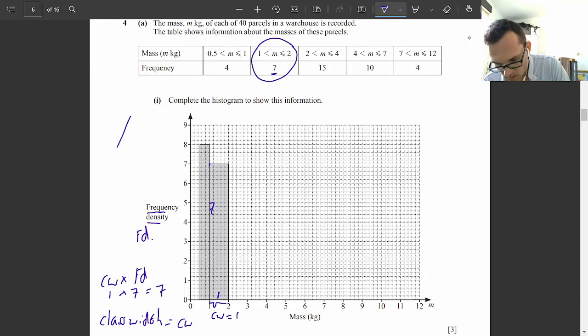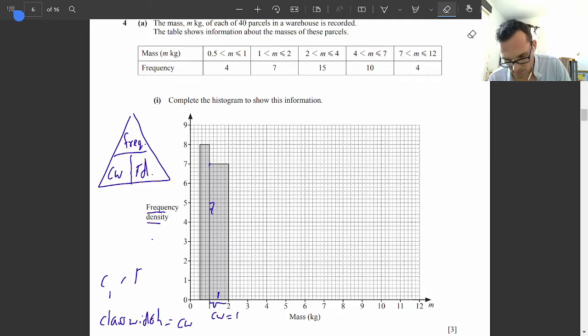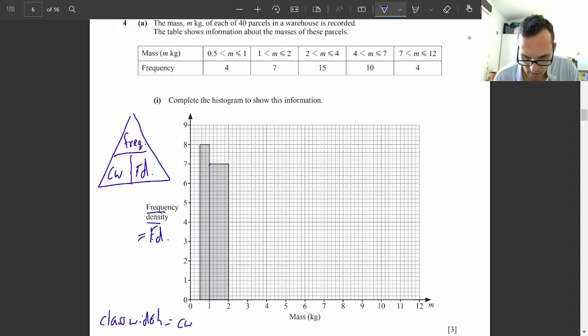Which is the frequency. So this is the formula you need to remember, that the area of the bar, which is the frequency, equals the class width times the frequency density. That is very, very important to remember. So now when they ask us to complete this histogram, we need to use that formula. Remember that's FD.